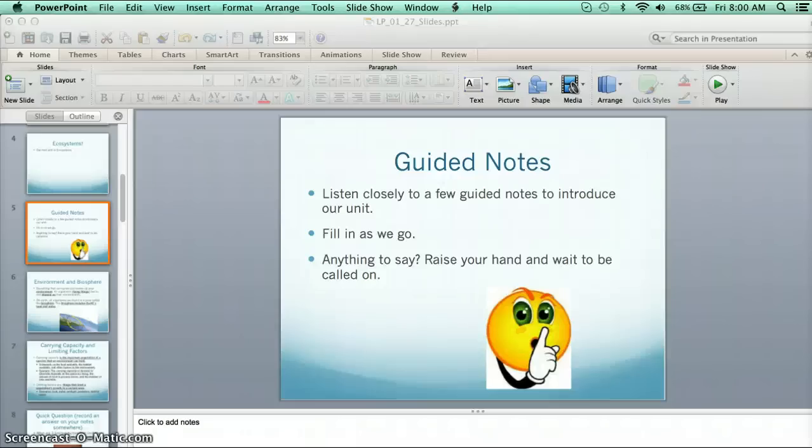Okay guys, so we're moving on to our next unit, which is ecology, which basically is studying everything around us and the environments around us. So we're going to start off today with just introducing a few basic terms. This is going to be on the top of your note sheet.